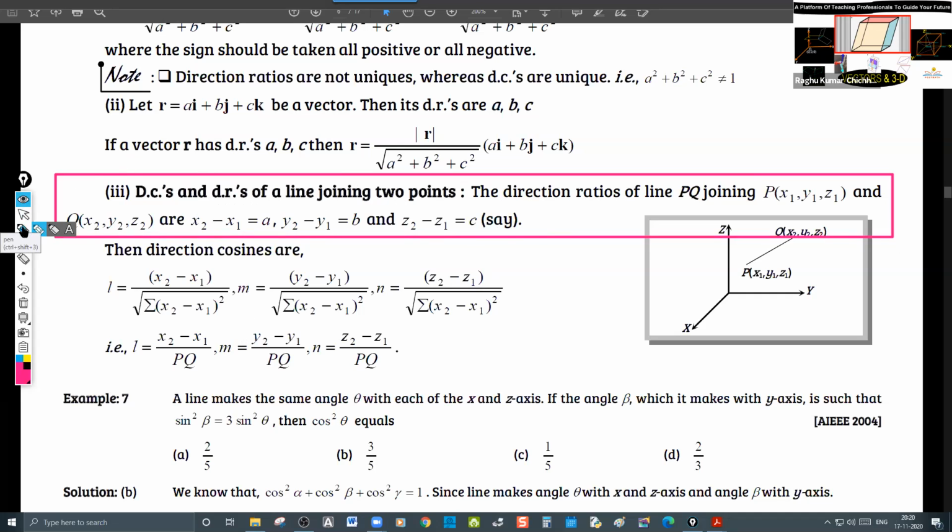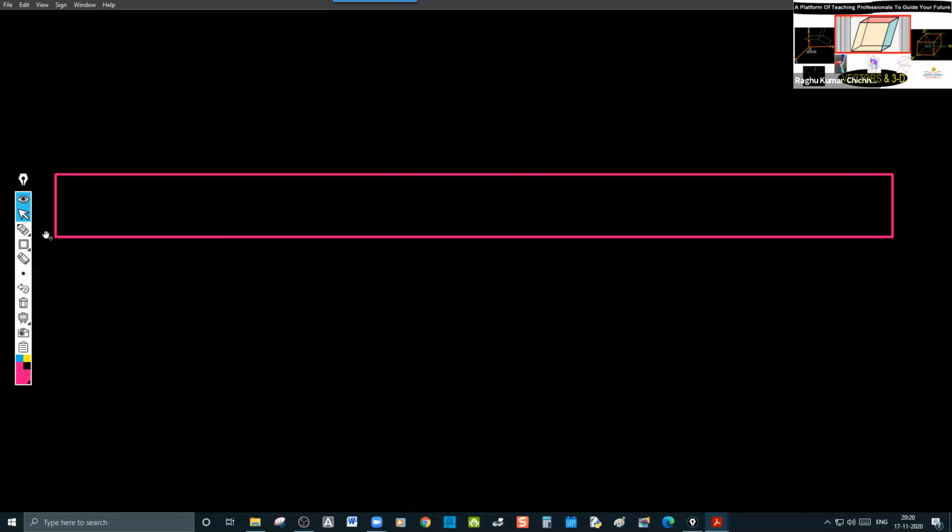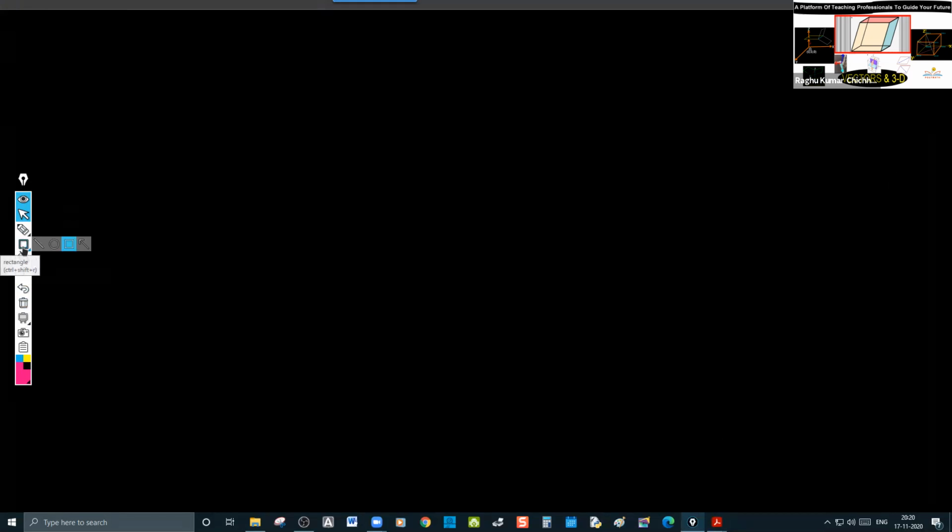Kaushik and Pranit, are you there? Yes, sir. This one, please listen carefully, because it is to be applied frequently in 3-dimensional geometry. Whenever two points on a line segment are given, how do we write the DRs of that line?